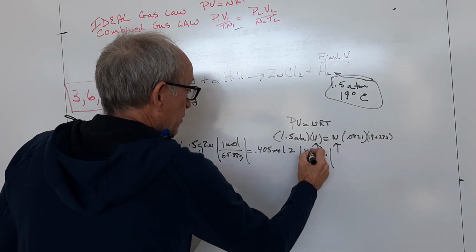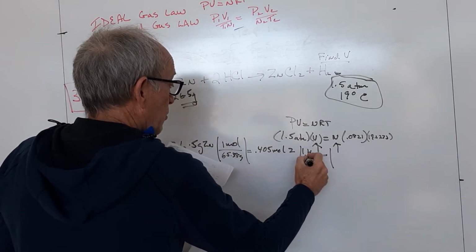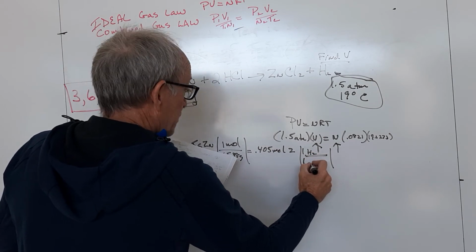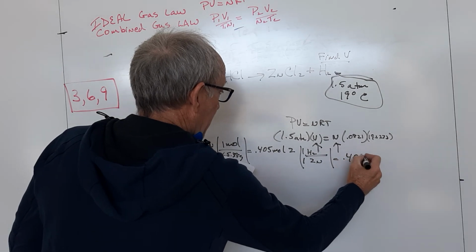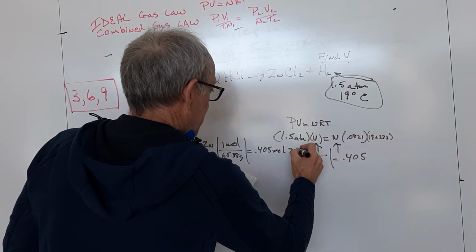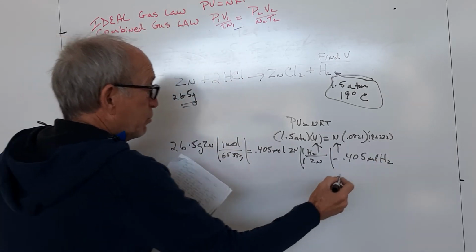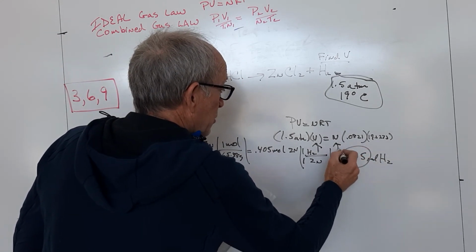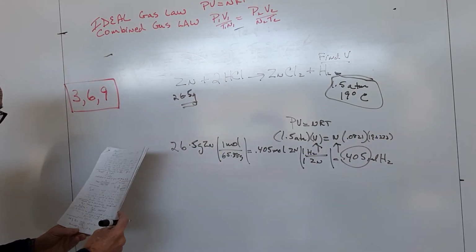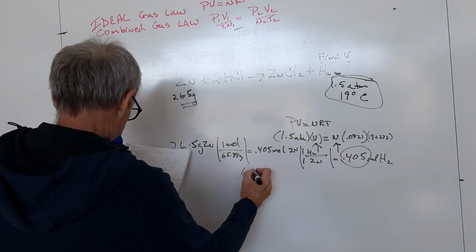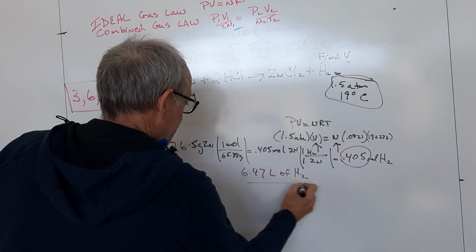Now I go mole to mole ratio: 1 mole of H2 for every 1 mole of zinc. So I get 0.405 moles of H2. Then I plug the 0.405 moles of H2 into this, and what I come up with is 6.47 liters of H2.